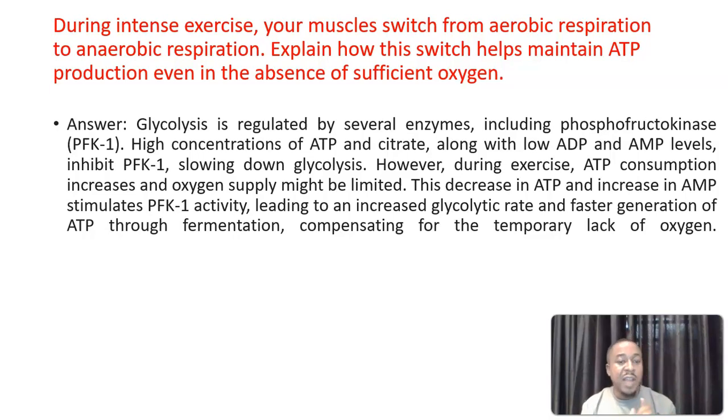So the answer is glycolysis is regulated by several enzymes, including phosphofructokinase. High concentration of ATP and citrate, along with low ADP and AMP levels, inhibit PFK1, the phosphofructokinase 1, slowing glycolysis. However, during exercise, ATP consumption increases and oxygen supply might be limited. This increase in ADP and increase in AMP stimulates PFK1 activity, leading to an increased glycolytic rate and faster generation of ATP through fermentation, compensating for the temporary lack of oxygen.